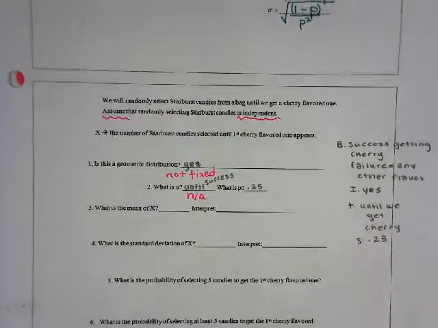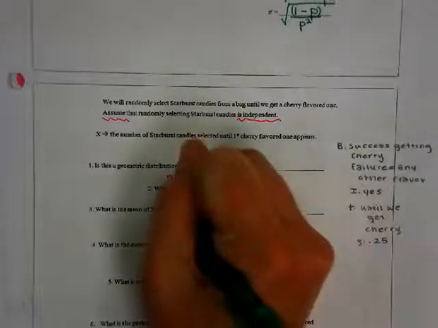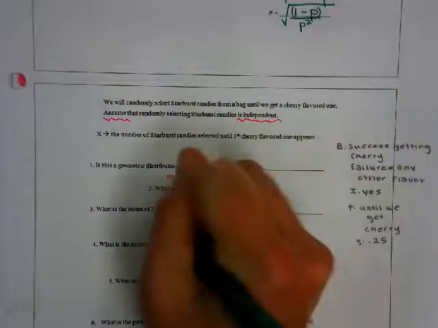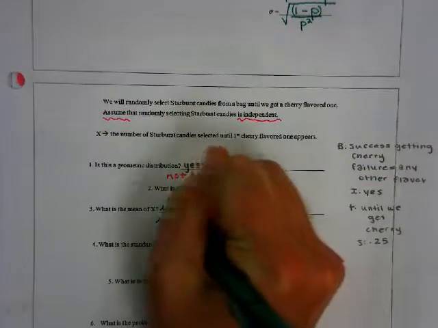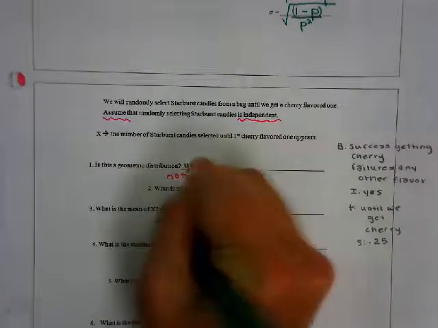So what is the mean of X? How many candies am I going to have to draw out of the bag on average until I get a cherry? Nate? 4. It is 4. Remember, the mean is found by 1 divided by P. And 1 divided by 0.25 is 4. Eric tapped out, so he doesn't get to do it. He gets to do it, and he gave me 4.